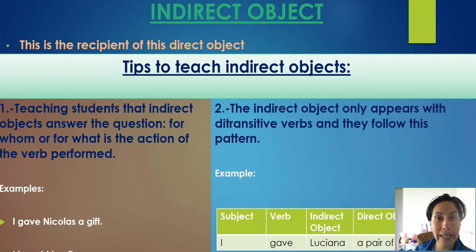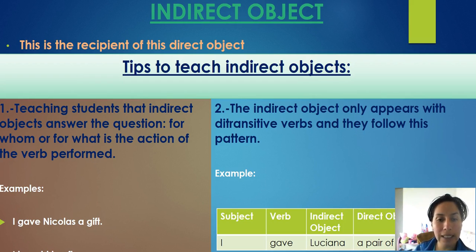For example, I gave Nicholas a gift. Nicholas is the noun phrase functioning as the indirect object. Another example, I bought her flowers. The indirect object is her, so it answers the question, who did I buy flowers for?